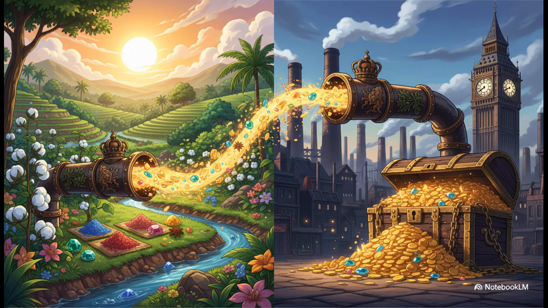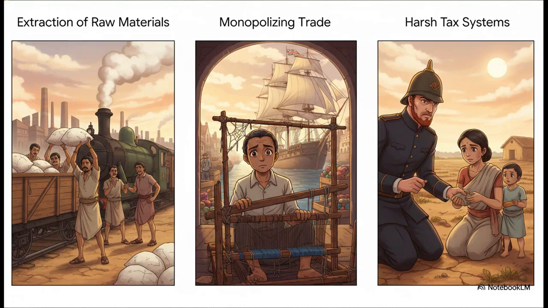Let's be really clear about this. From the British point of view, the number one reason for having the colony was profit. It's often called the drain of wealth, and that's a perfect description. It was like a giant pipeline where India's incredible resources just flowed steadily, one way, straight to Britain. So how did they pull this off? It wasn't just one thing. It was a whole strategy.